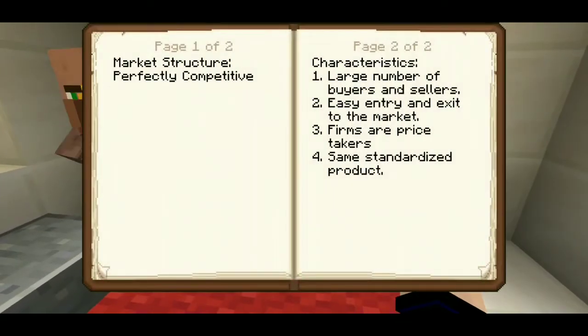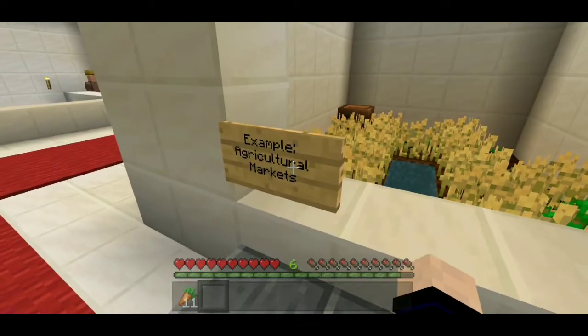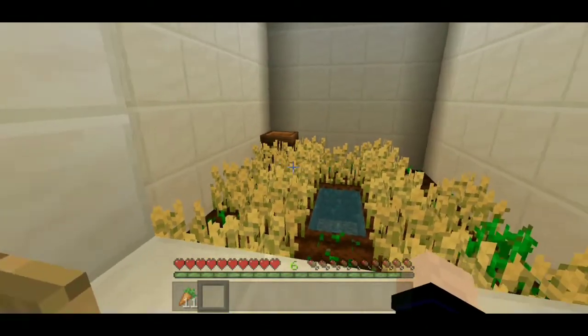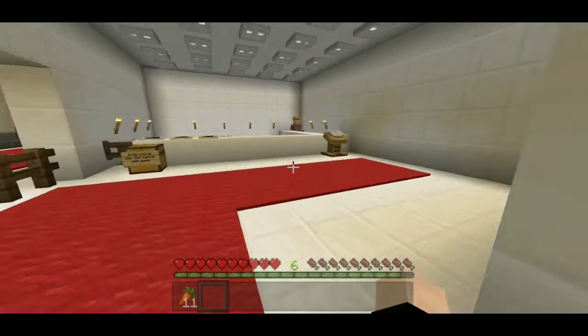The first market structure, perfect competition. The characteristics are that there's a large number of buyers and sellers. There's easy entry and exit to the market. Firms are price takers and they sell the same standardized product. So an example is agricultural markets, like here we have wheat and stuff.